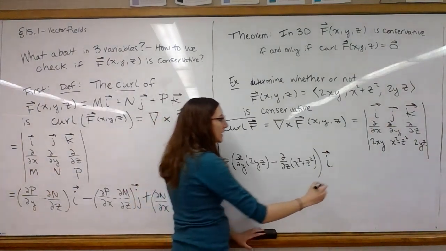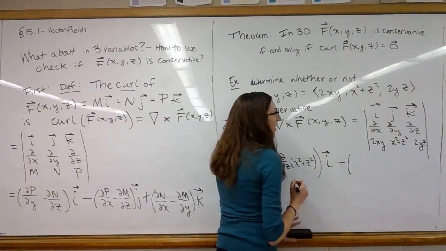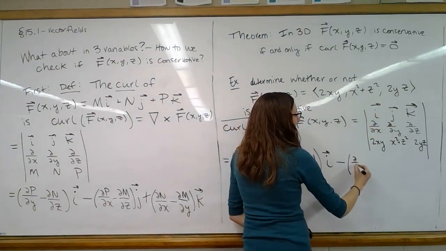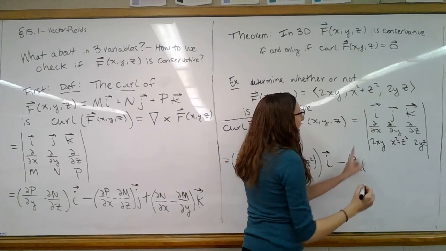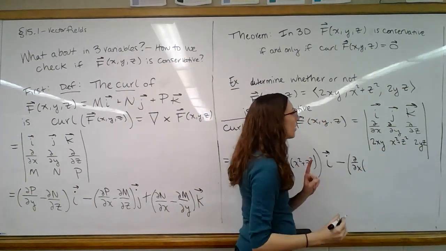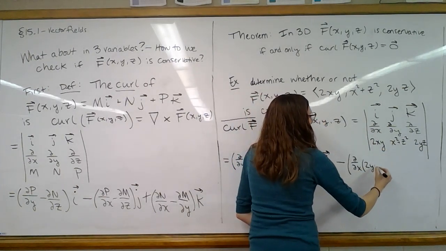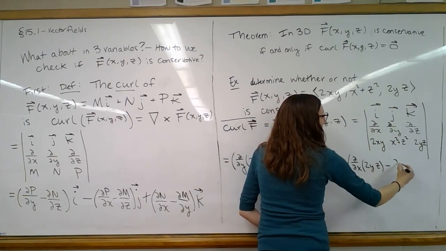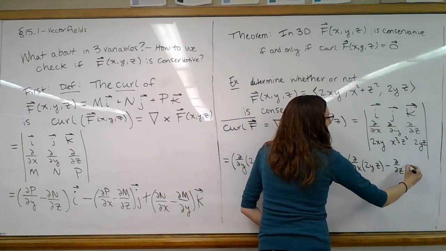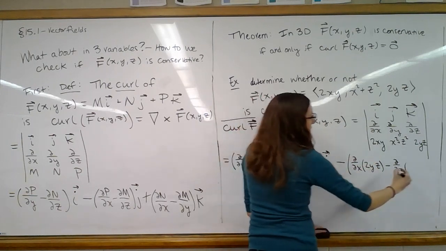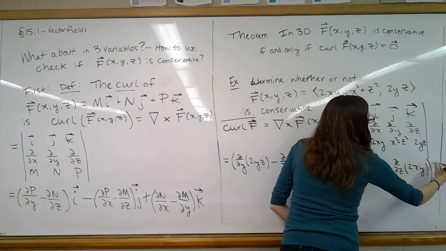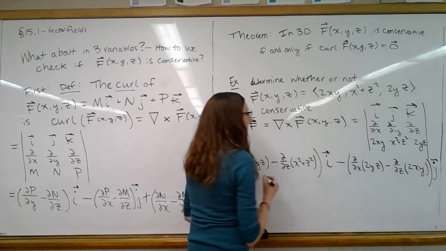We then do minus, cover up the j row and column, so the partial with respect to x of 2yz minus the partial with respect to z of 2xy. Those are all the components of the j vector.